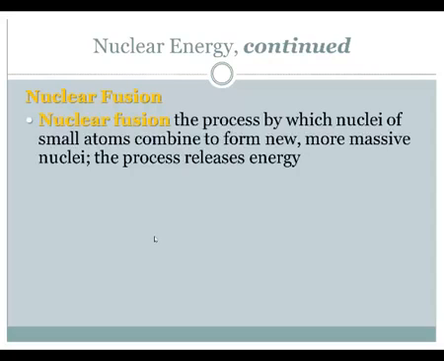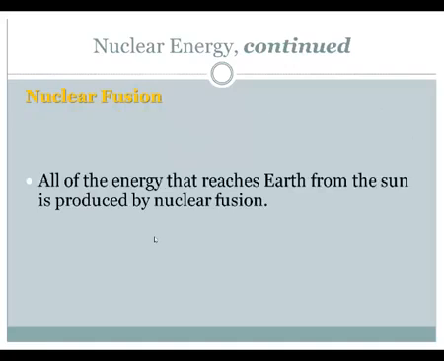So nuclear fusion is the process by which nuclei of small atoms combine to form new, more massive nuclei. This process releases energy. So when we fuse two things together, we're combining them. If we're going through a fission reaction, we're breaking things apart. Fusion is combining, fission is breaking them apart. All of the energy that reaches Earth from the sun is produced by a nuclear fusion reaction.